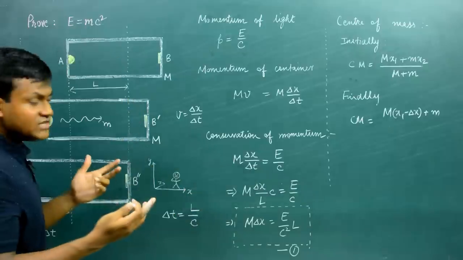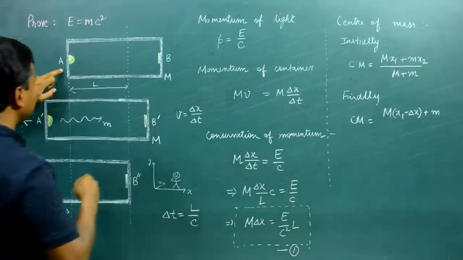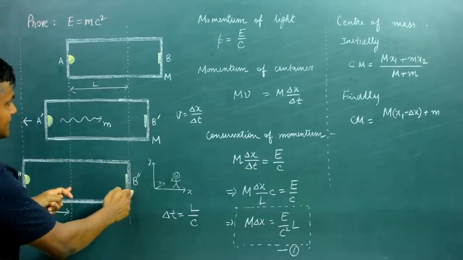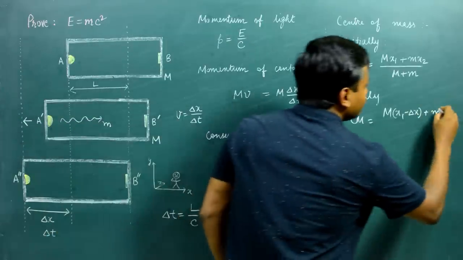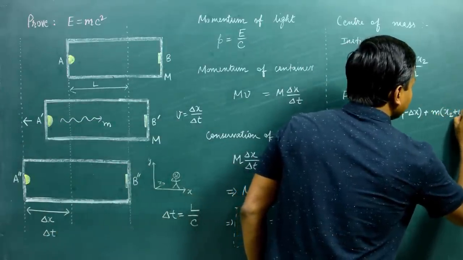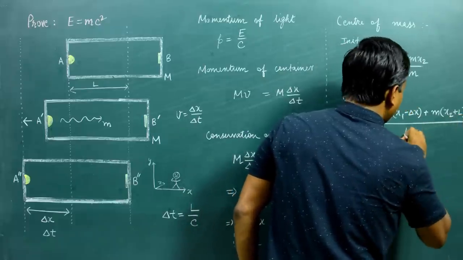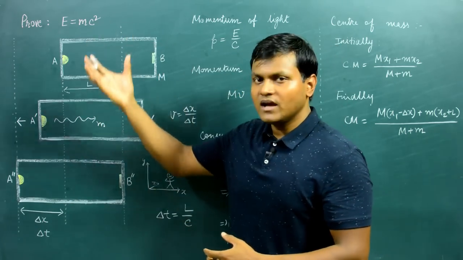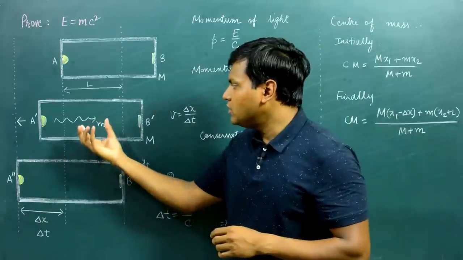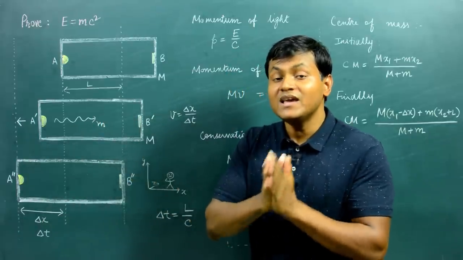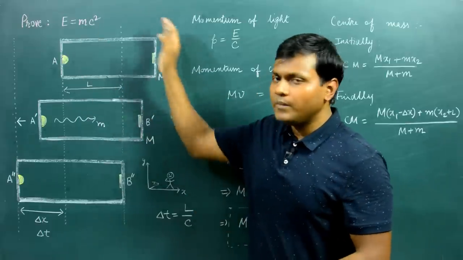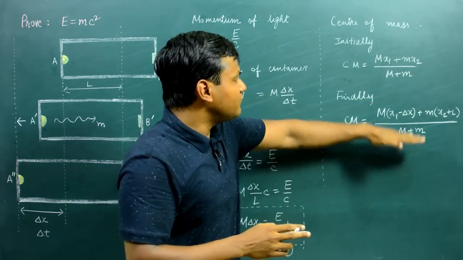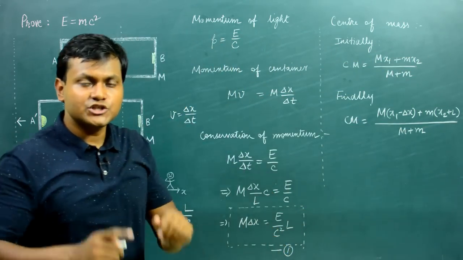the final position of light, which initially was at x2, which is at A, but once the light has moved to the other end, the distance that light has shifted is a distance of L. So this can be written as m(x2 plus L), divided by capital M plus small m. So as I said, the entire system consisting of the container and the light photon has a center of mass which will be unchanged, because this setup is in an isolated surrounding free from any kind of external force. So the center of mass of these two initial and final configurations should be unchanged.